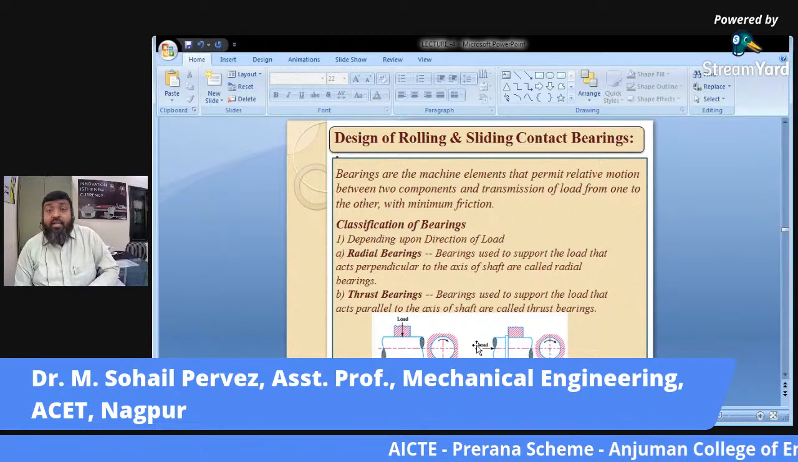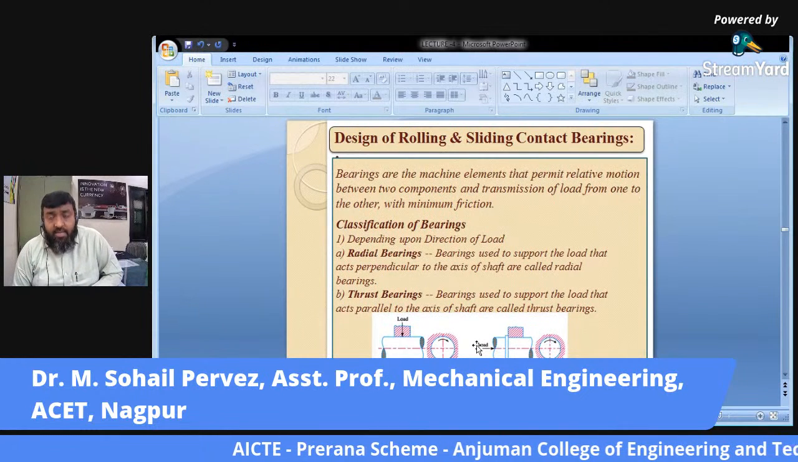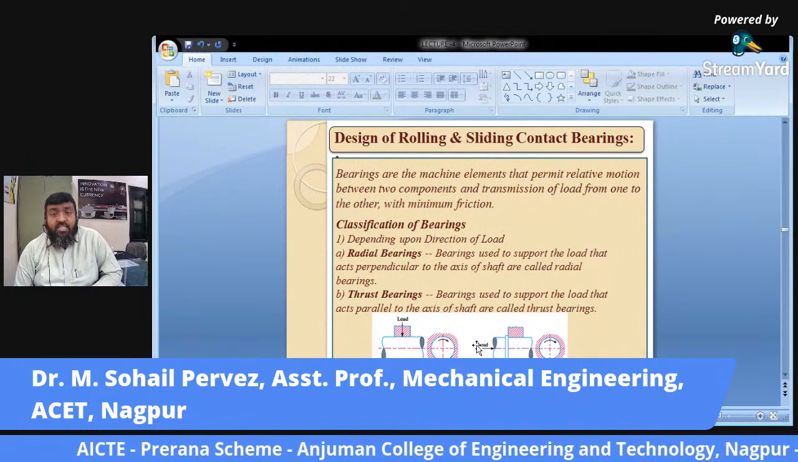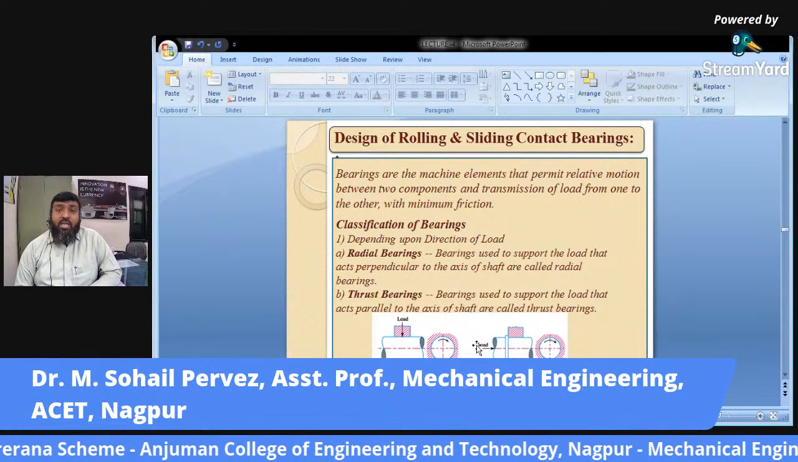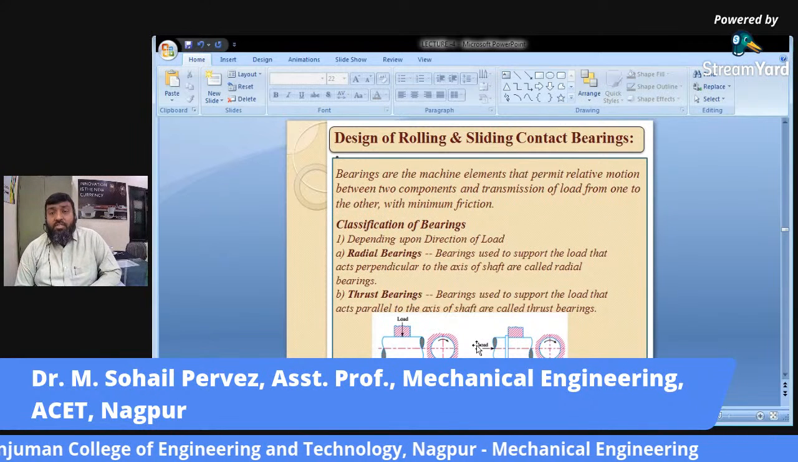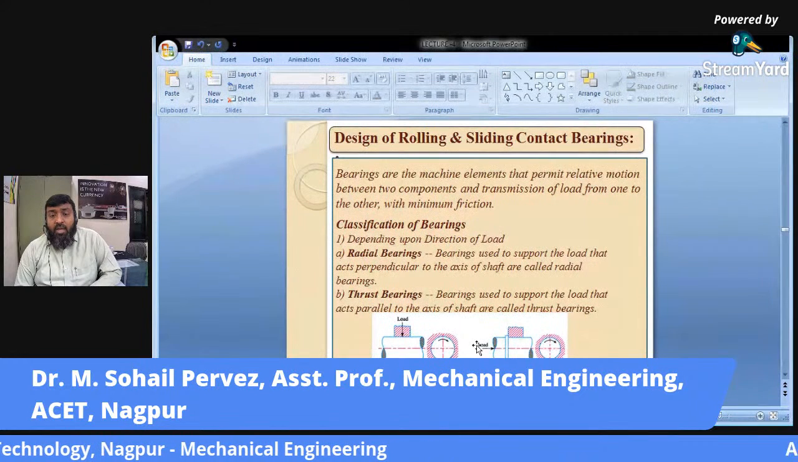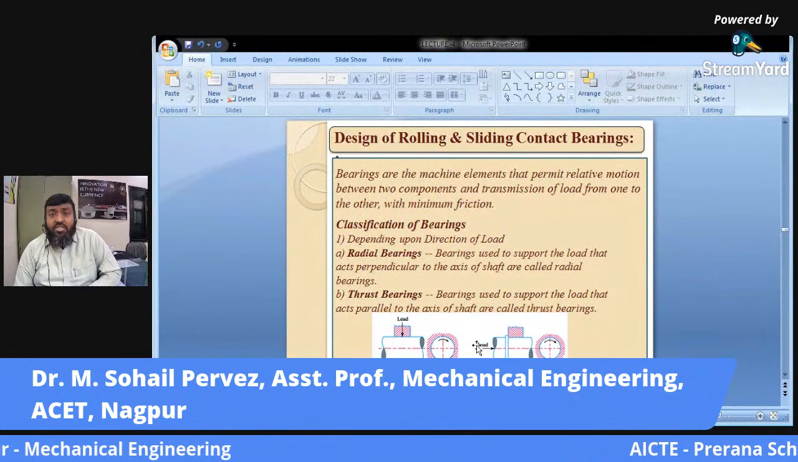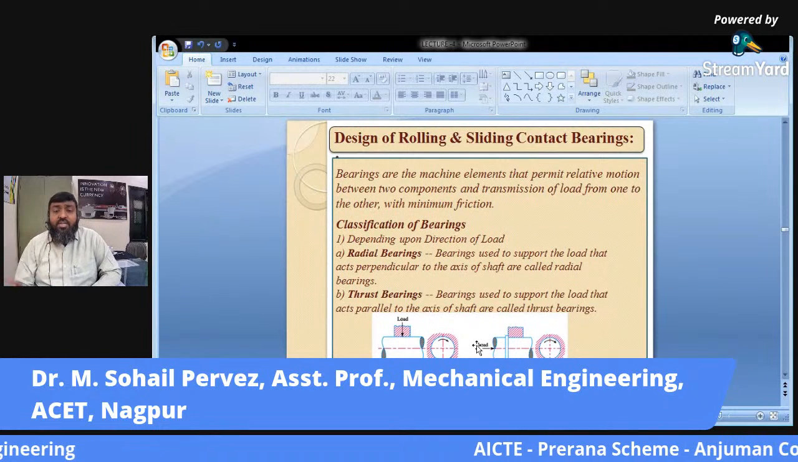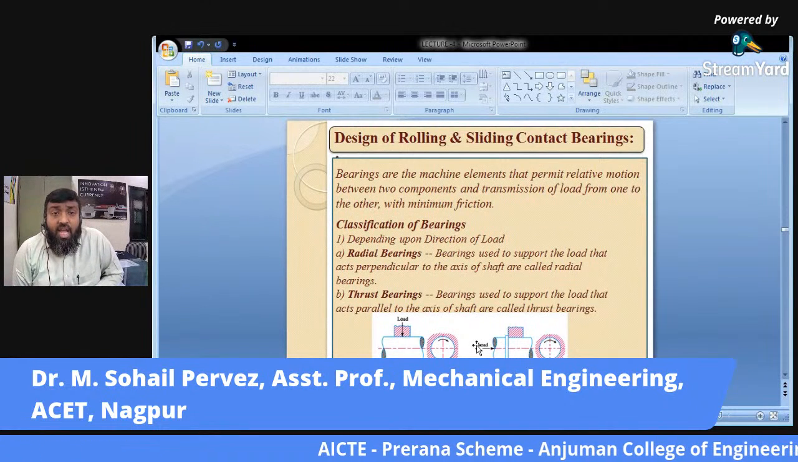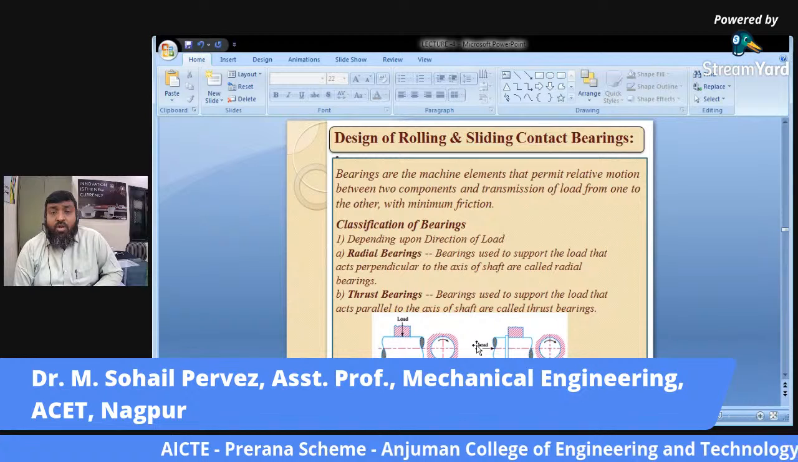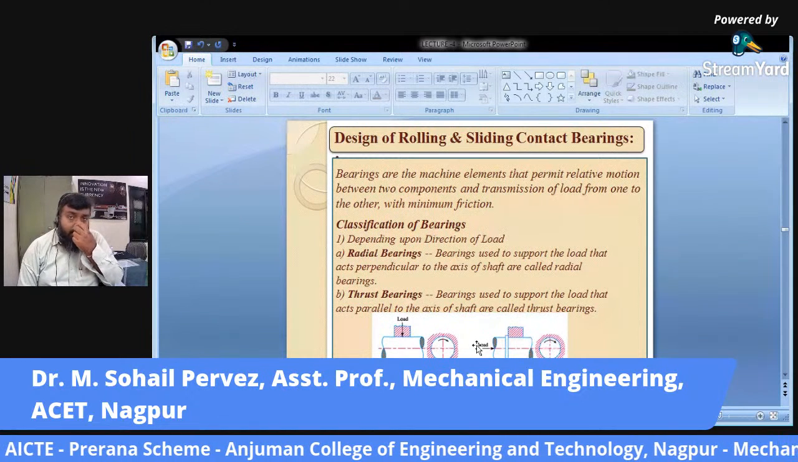Number one, it guides the motion. Number two, it takes up the load. Yes, it takes up the load. And number three, it offers minimum friction between the shaft and the bearing surface. Now, as far as classification of the bearing is concerned, prior to the classification, we must say how many different types of motions will be involved. So there are two types of motion that will be involved.